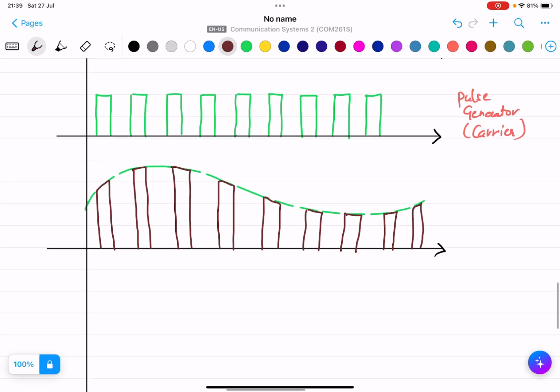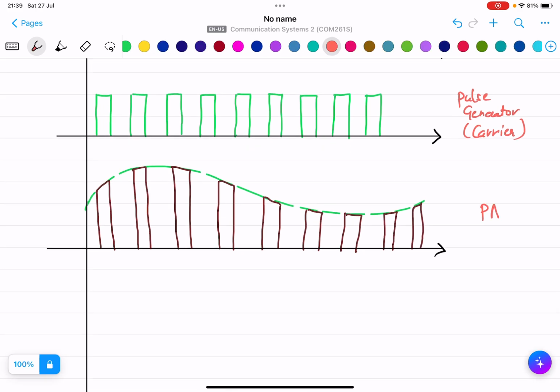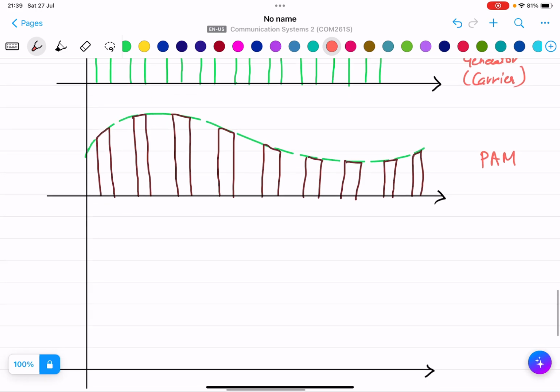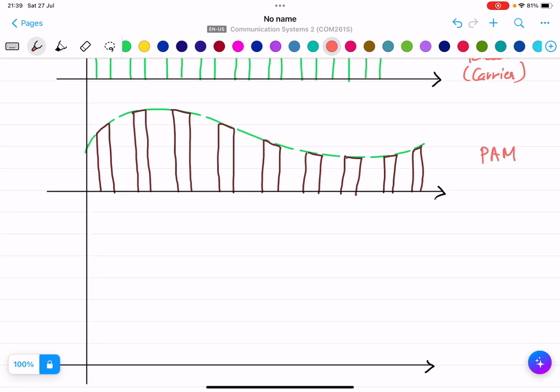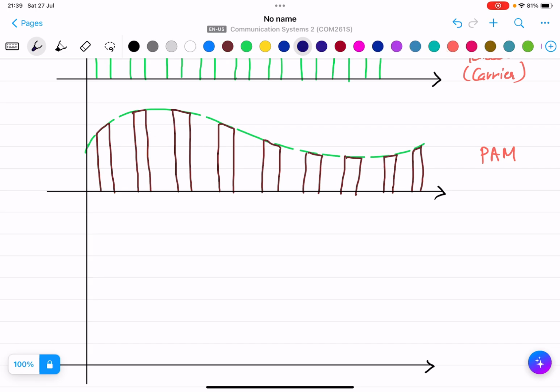Okay, so I'm marking it. This is my PAM, and next is quantized PAM. How to do this quantized PAM? What I will do is create a dotted line on every rising edge.